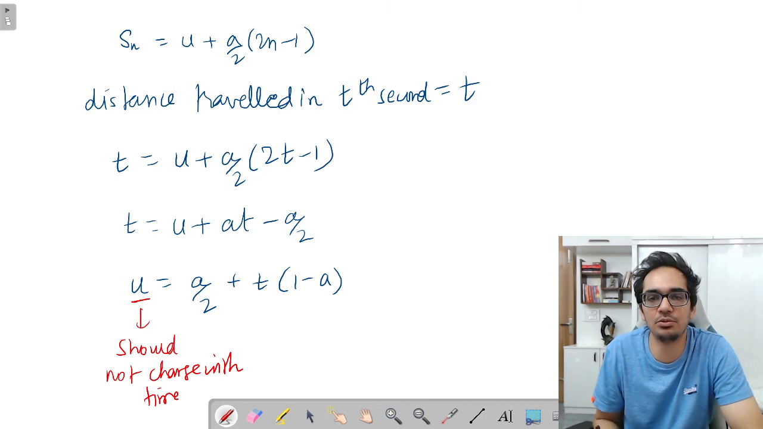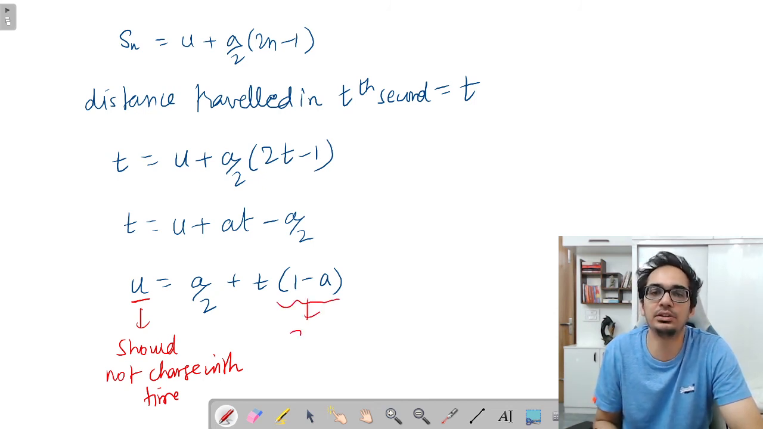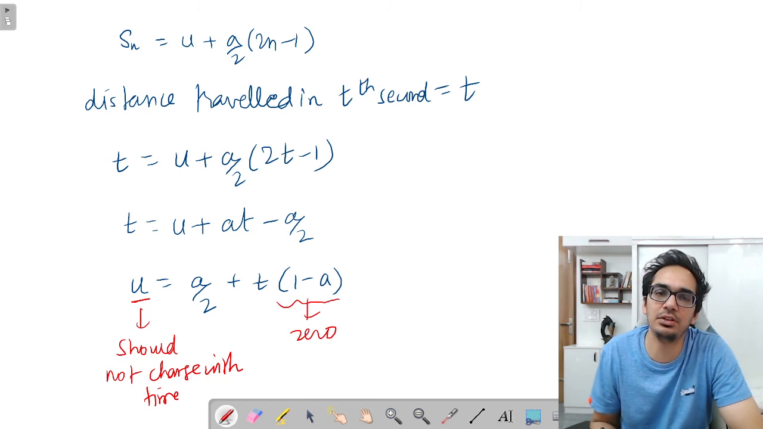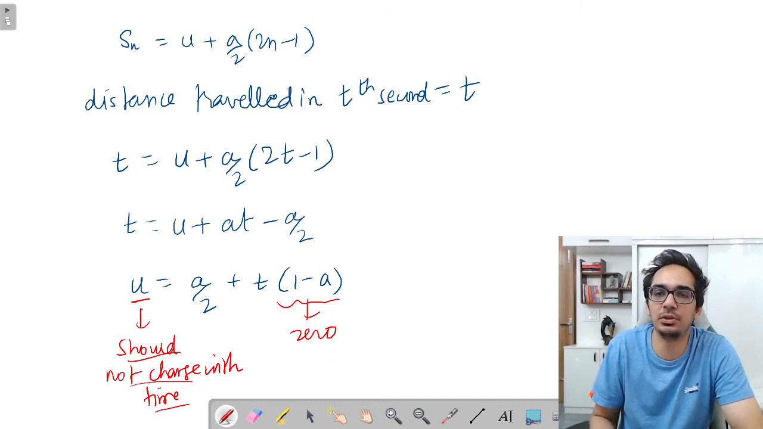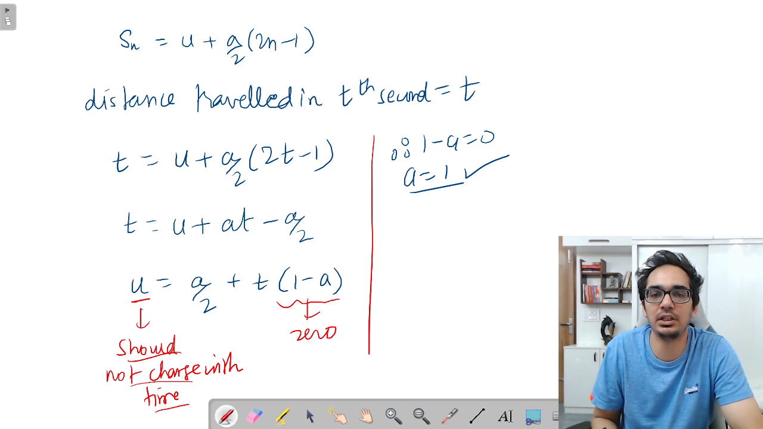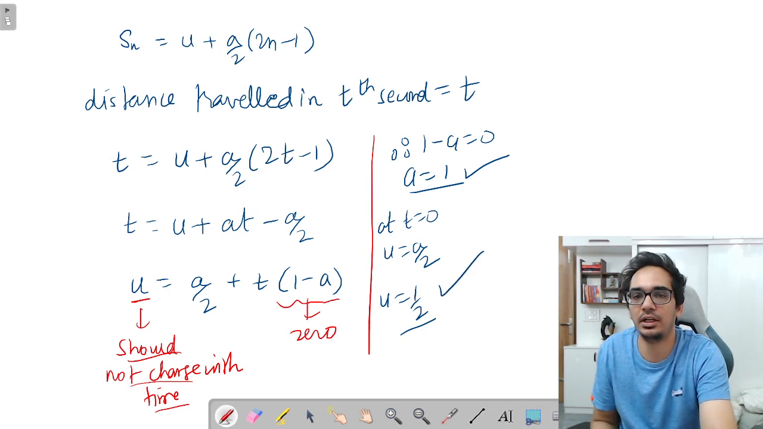Then the coefficient of time should be 0, because if this is not 0, then for different values of t you will get different values of u. Now u is the initial velocity, which should be constant, therefore the coefficient of time should be 0. Understood? So therefore 1 minus a should be equal to 0. That means a is equal to 1 SI units, and initial velocity at time t equal to 0 is u equal to a by 2, so u is equal to half. So this is also one approach, and this was the easier approach.